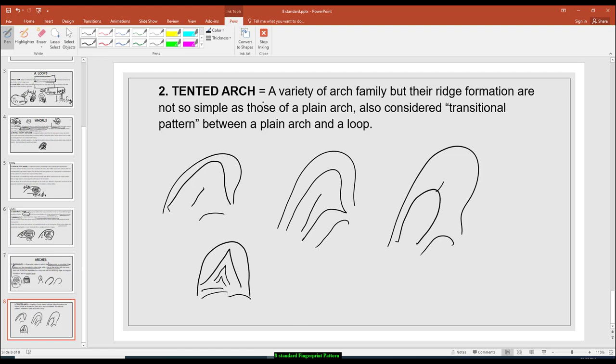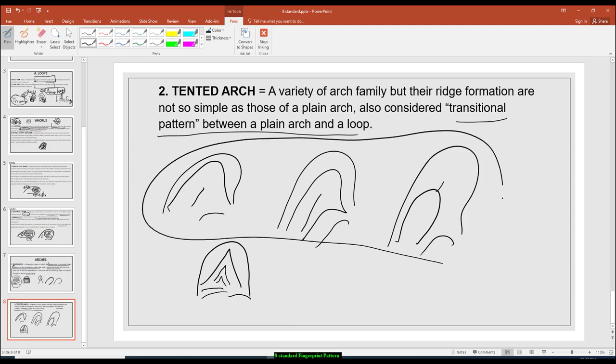Now let us go through the definition. A variety of the arch family, but their ridge formation is not so simple as that of plain arch. Also considered a transitional pattern between a plain arch and a loop. Take note of this one: a transitional pattern between a plain arch and a loop. If you will observe this pattern, it looks like a loop. But this pattern is dented arch.